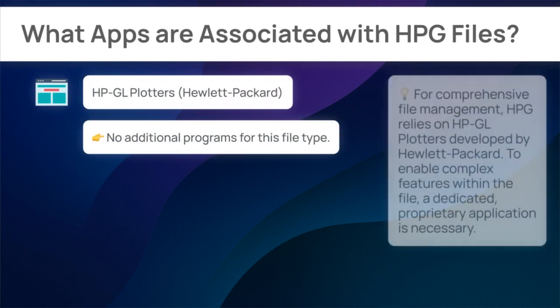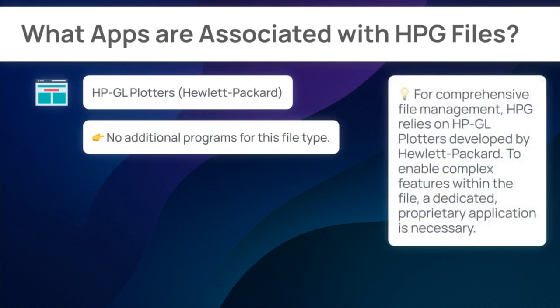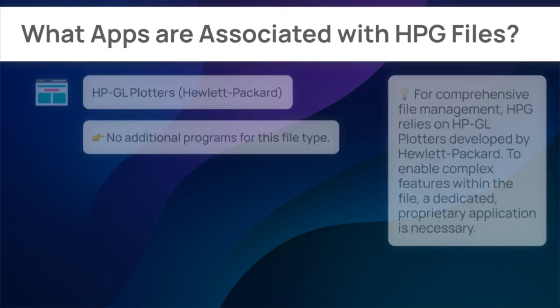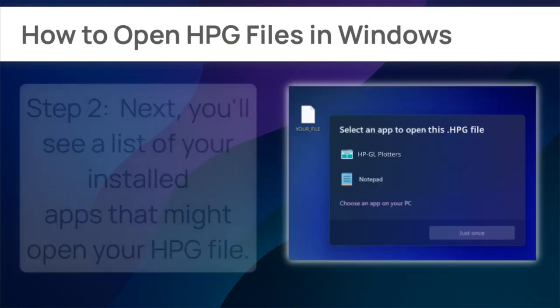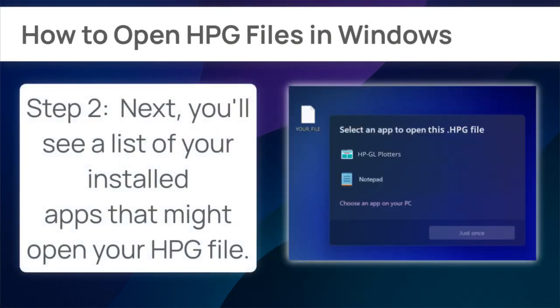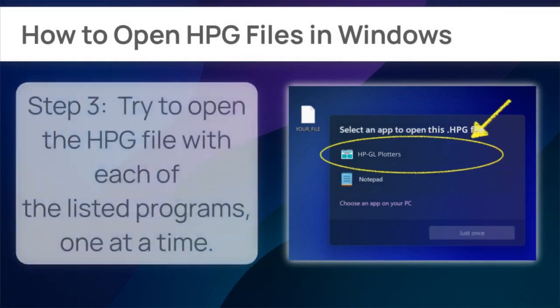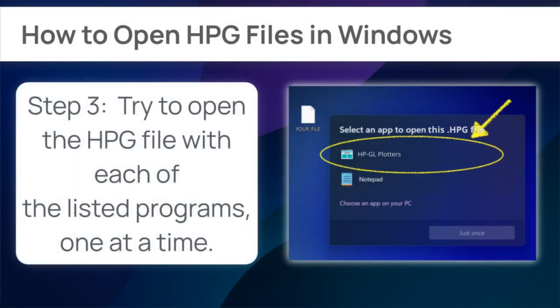Native Windows association often leads to errors due to the file's complexity and proprietary format. Windows can preview some vector formats, but full editing needs vector design software. We are testing every application for file recognition. Right-click your HPG file and choose Open With. Test HPGL plotters first. If it fails, select another application. The solution lies in finding the right reader.